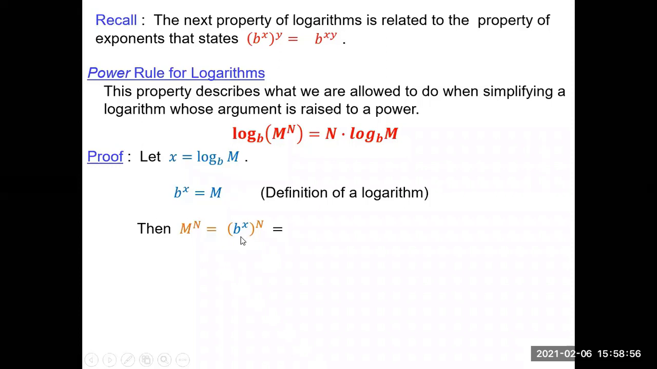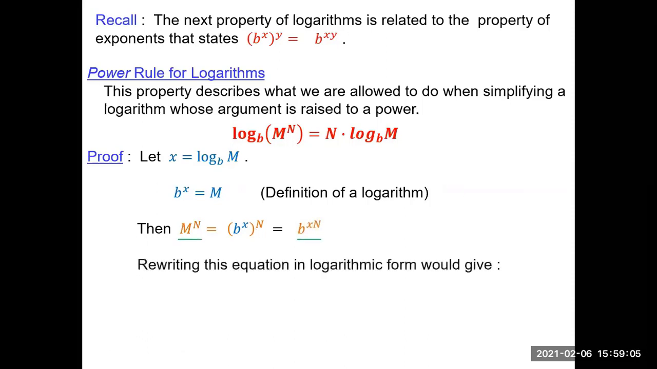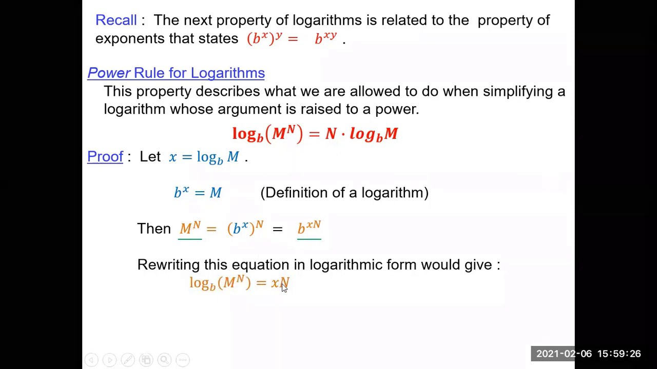But notice that by the property of exponents, I can rewrite b to the x to the power of n by just multiplying the two exponents. And therefore, I've got an expression that says m to the power of n equals b to the x times n. Now let's rewrite this as a logarithm, since I see that the base here is b. If the base is b, I could say log base b of the other side is equal to x times n, because x times n is the exponent.